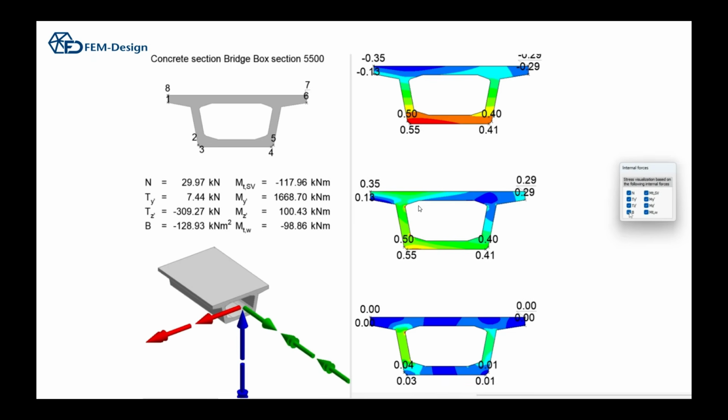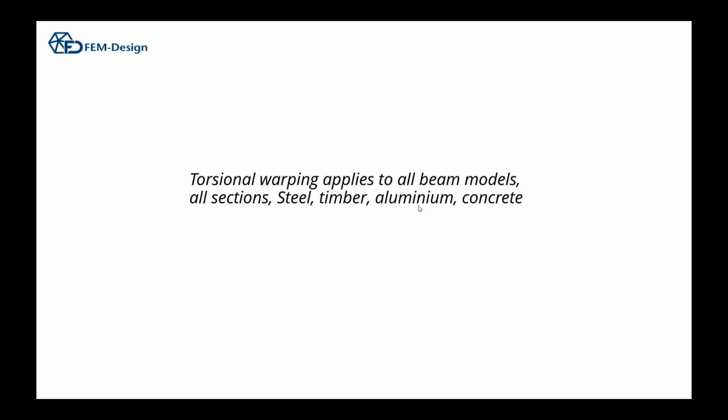So warping is pretty much a property of all section shapes and all materials. So it's nothing to do with steel, basically. It's just a cross-section property.